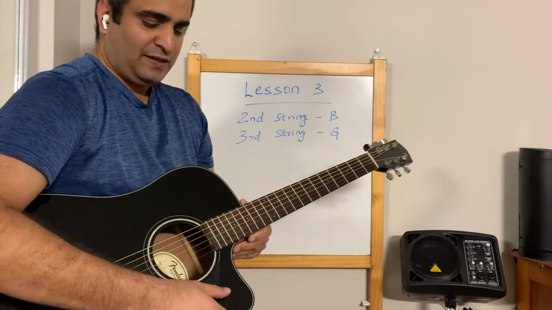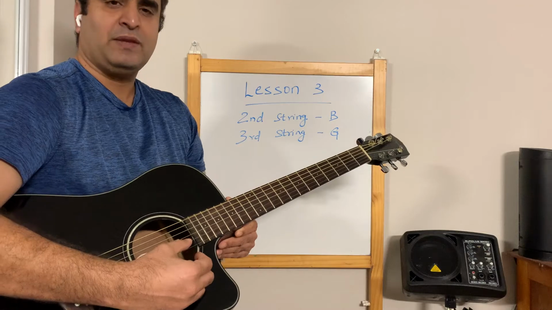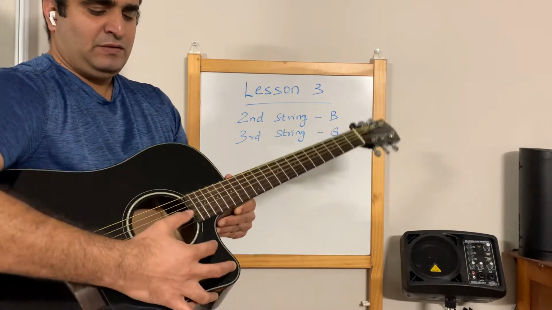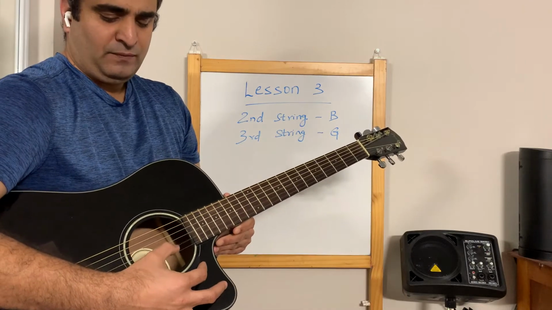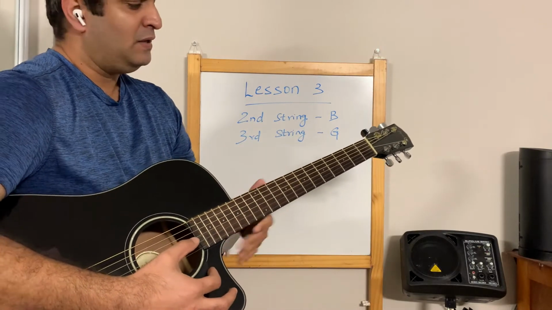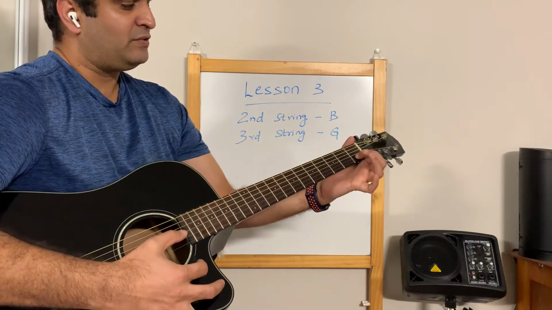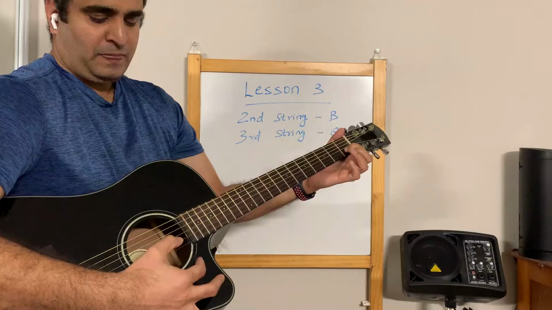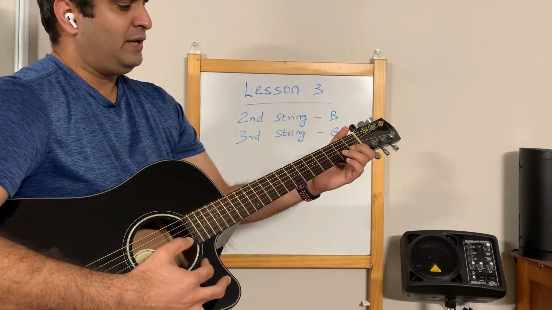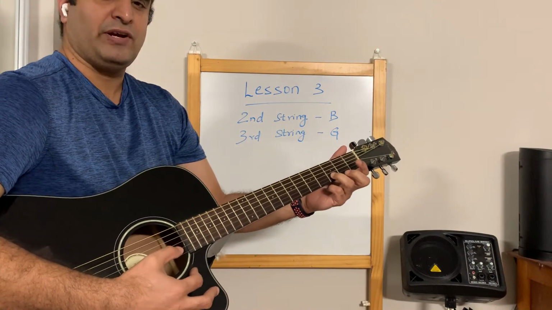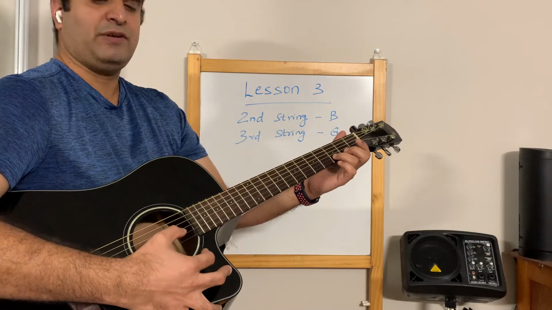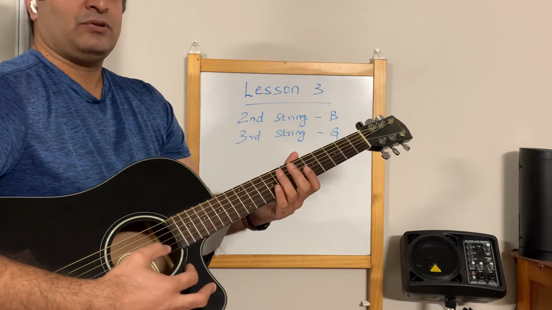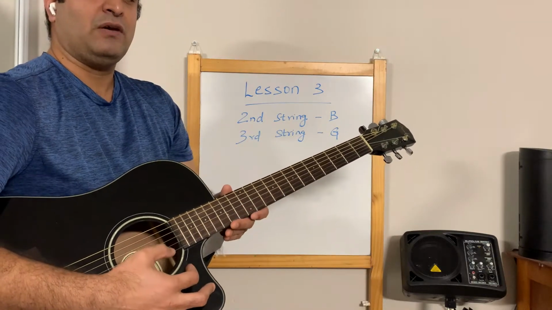On the second string, we have basically three notes. One is of course the open position, that's called B. Then we play the first fret with the first finger, the index finger, and then we have the third fret, which we play with the ring finger. And what are these positions called? We will talk about it.